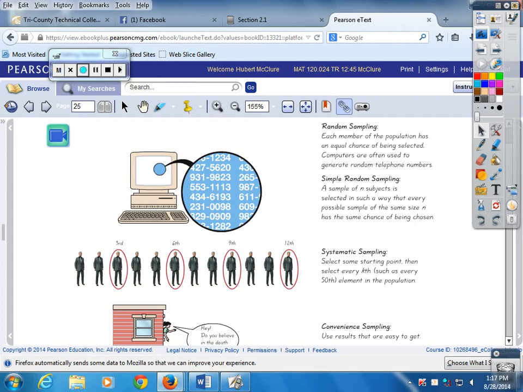Convenience sampling is the easiest, but it's the least what? Accurate. Going outside and asking people that are smoking if they smoke or not. Being a DJ on a radio show and telling people to call in to see what radio station they listen to. The convenient sample can be the most convenient, but it can be the least accurate.